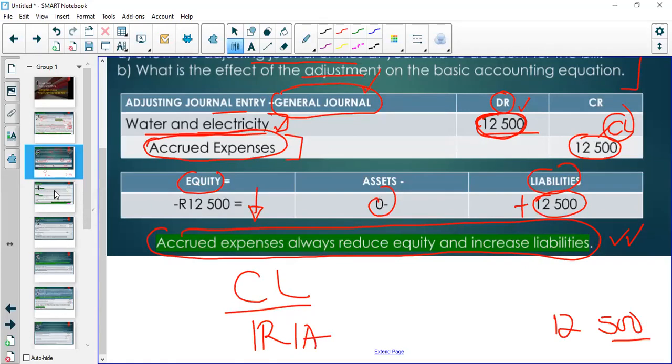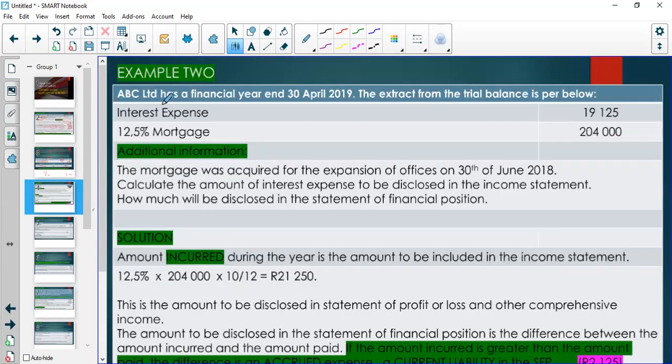Then we go to another type. This is example 2, just to give us more practice on this.